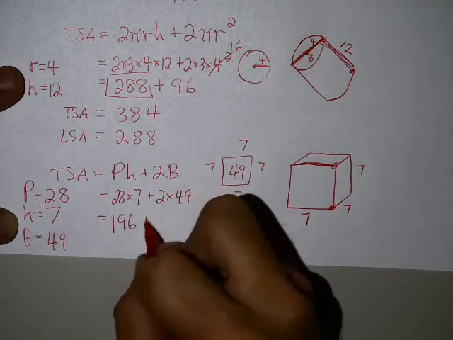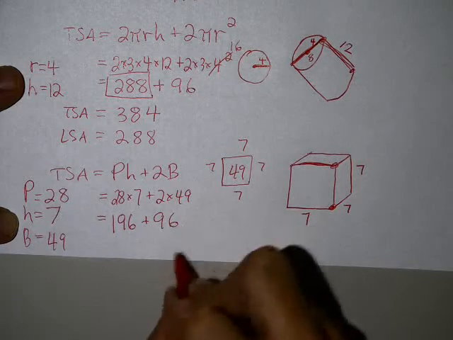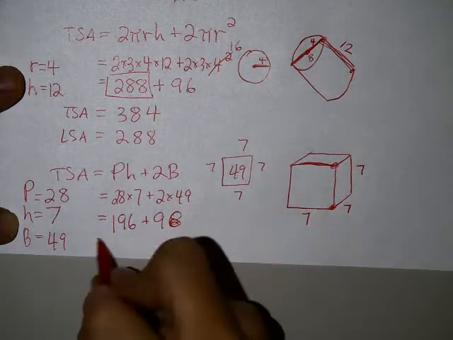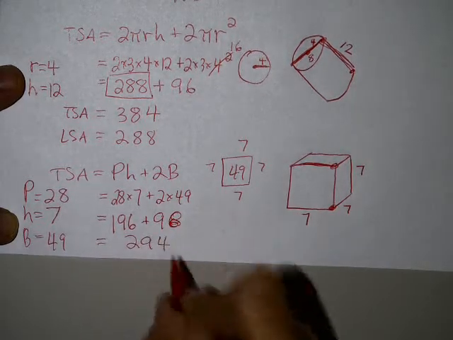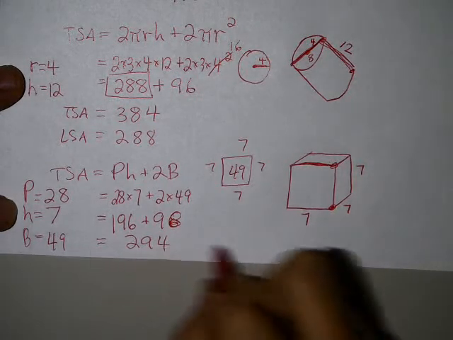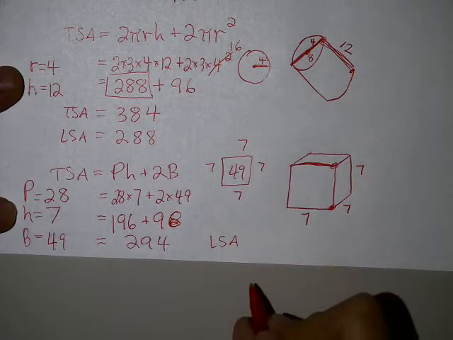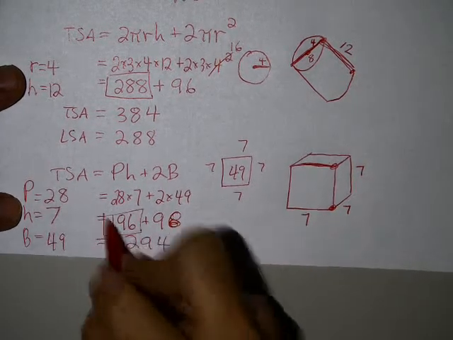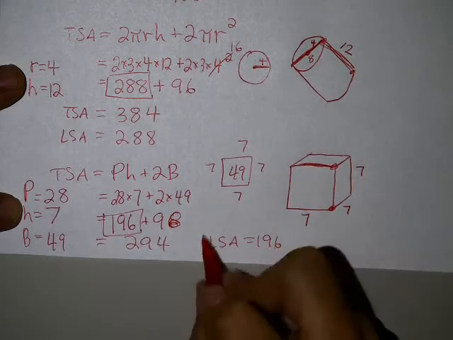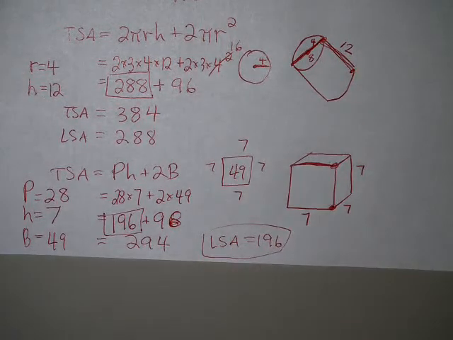28 times 7 is 196. 2 times 49 is 98. And when I add those together, I get 294. That's my total surface area. If it had said find lateral, well then I just would have had this first part, which was 196. So I found them both.